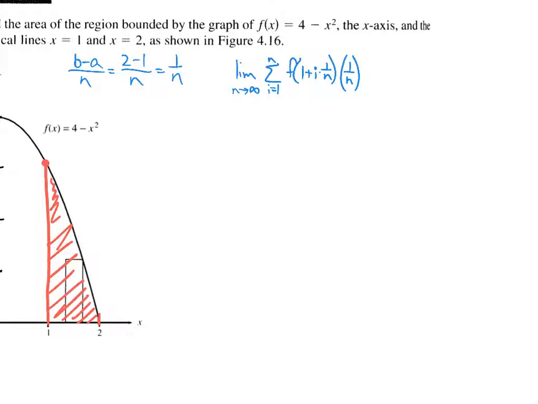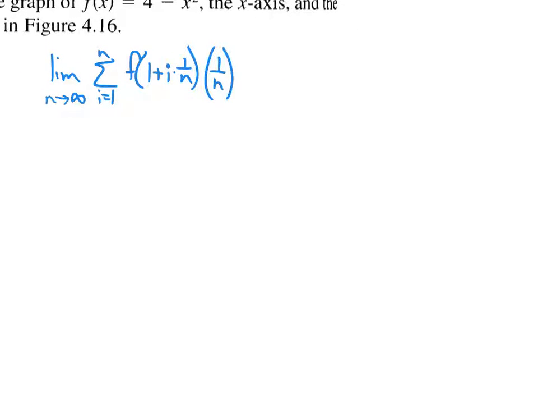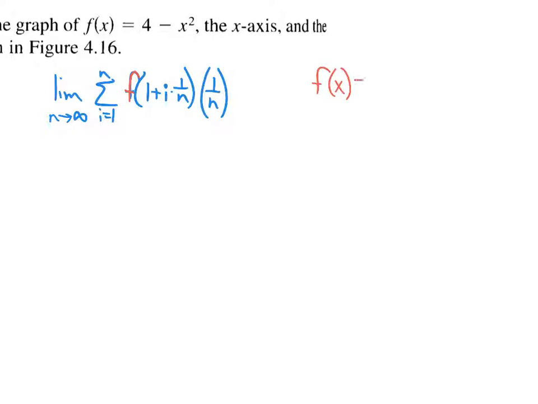Well, let's keep going with this one, because we want to do a limit on it. The thing that makes this one a little more complicated is that our function f of x is 4 minus x squared. So when I go to do f of 1 plus i over n, I've got 4 minus parentheses 1 plus i over n squared. I have to make sure I FOIL and distribute the negative when I'm simplifying.